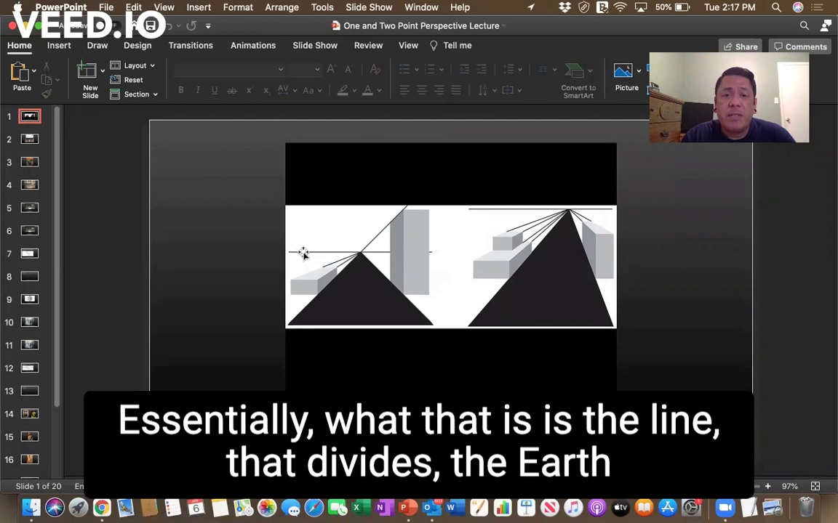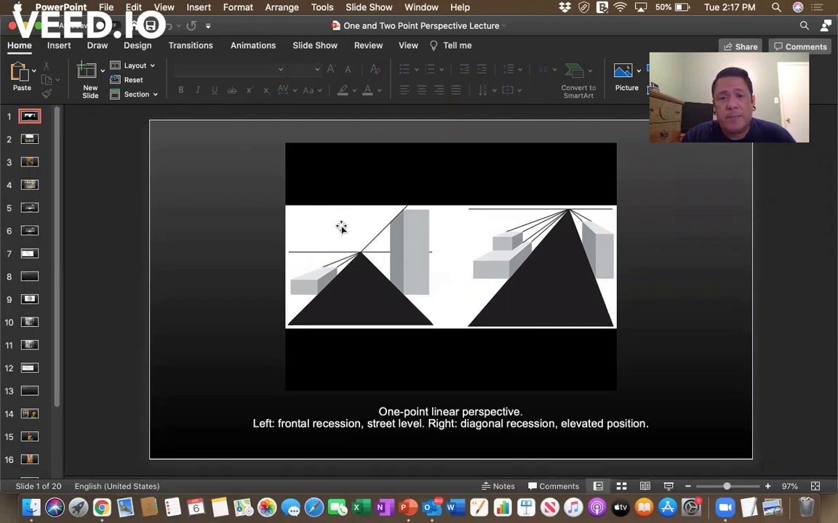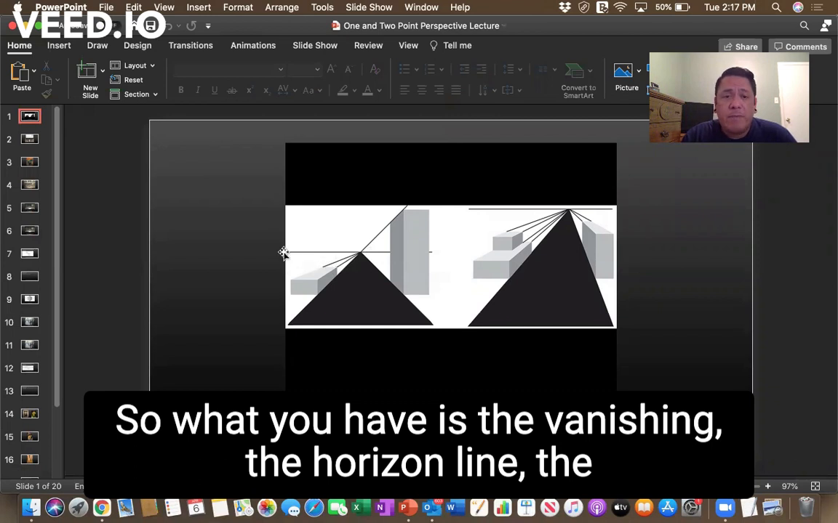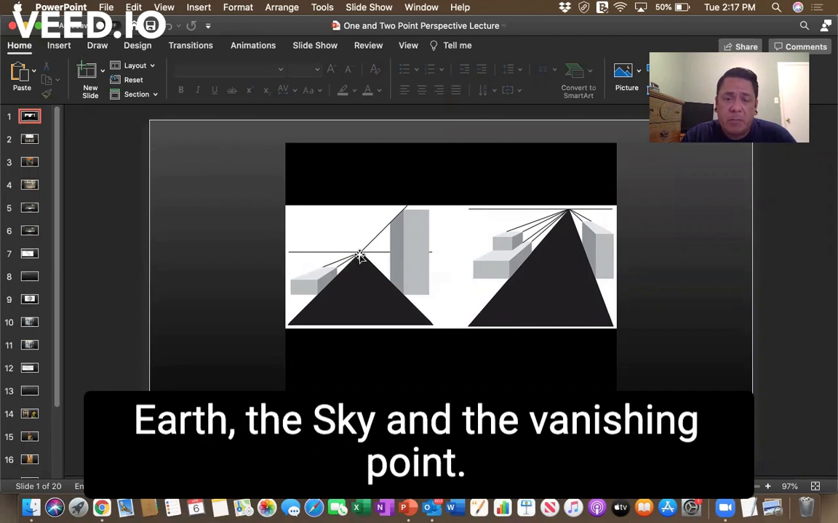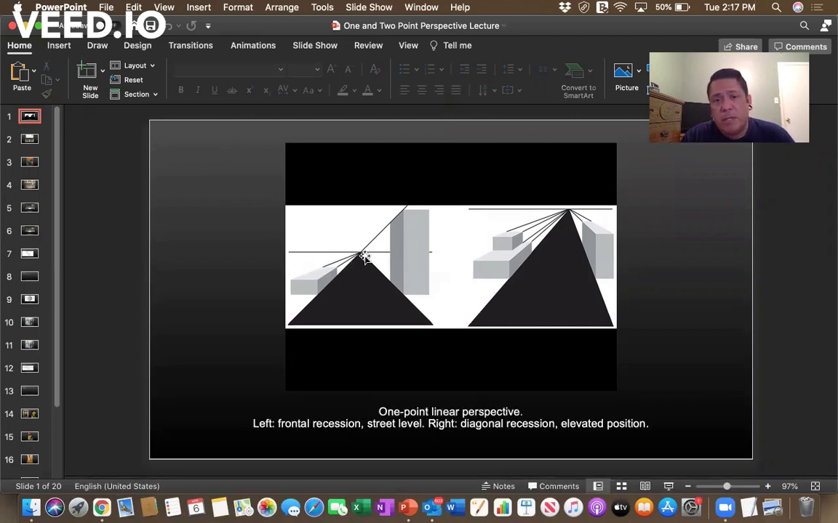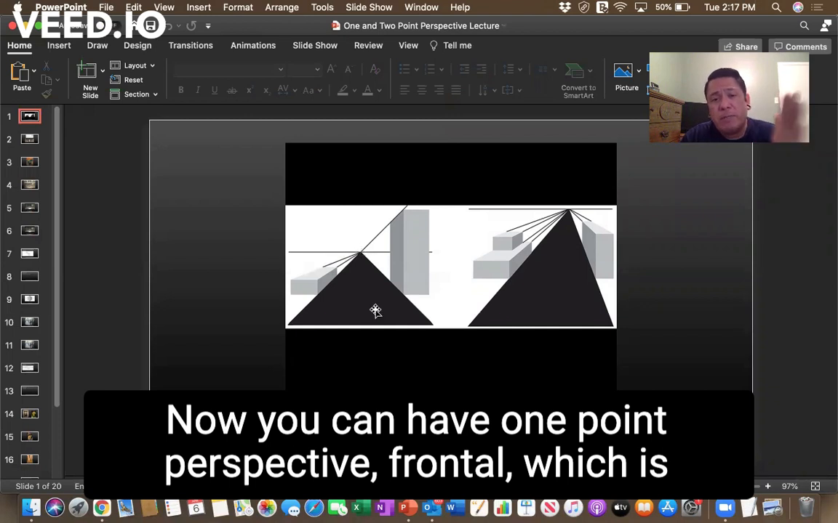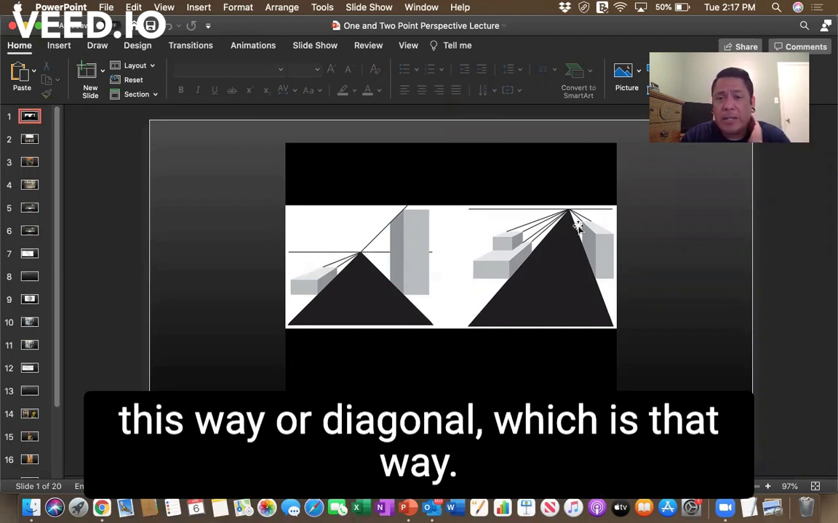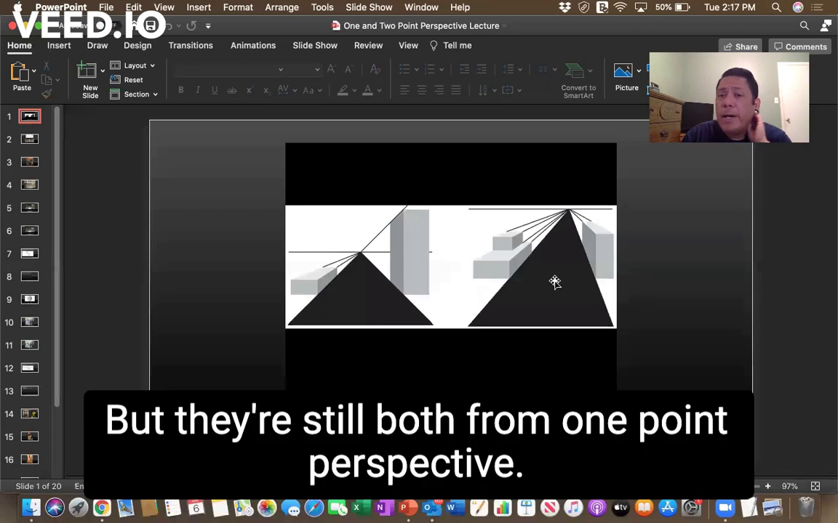here. The horizon line, essentially, is the line that divides the earth and the sky. So what you have is the horizon line, the earth, the sky, and the vanishing point. That's where 2 points meet. Now you can have 1 point perspective frontal, which is this way, or diagonal, which is that way. But they're still both 1 point perspective.